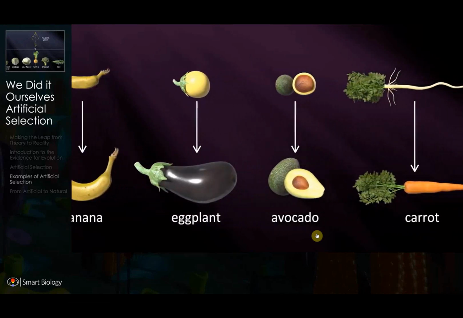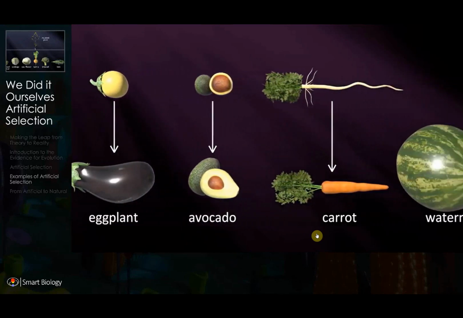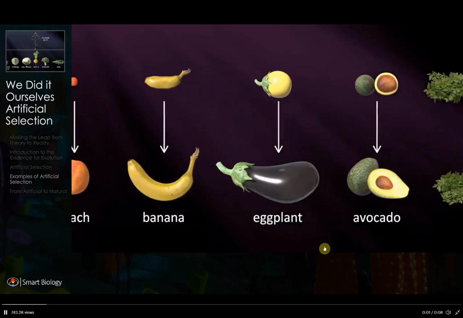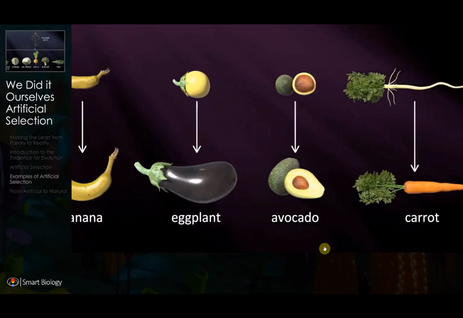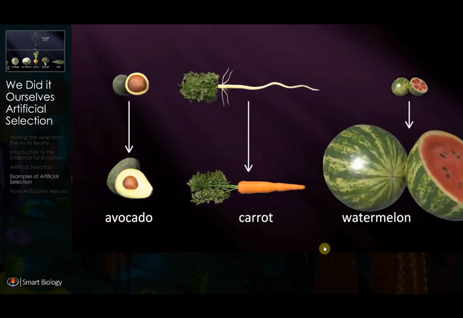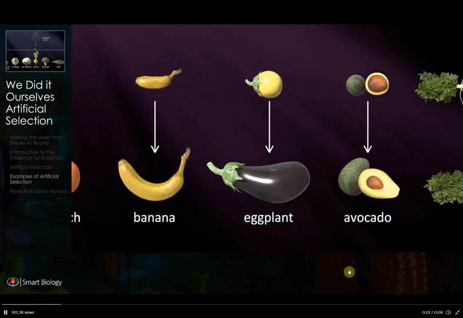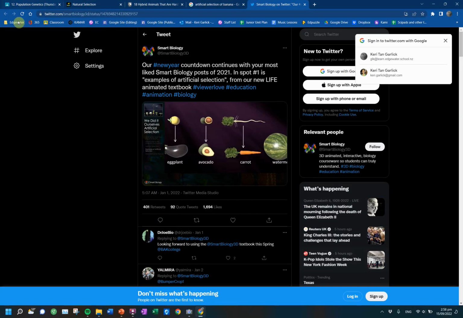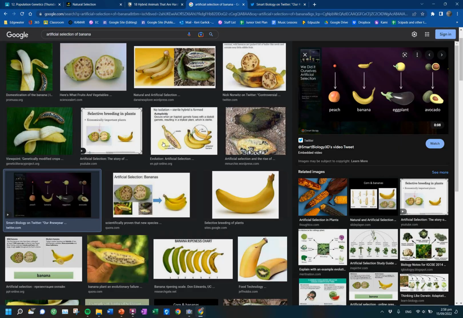Then we artificially selected. We just kept picking generation after generation after generation. We just kept picking the ones that produced the bigger carrot roots until eventually this is what we're eating. So we did that with bananas. So yeah.